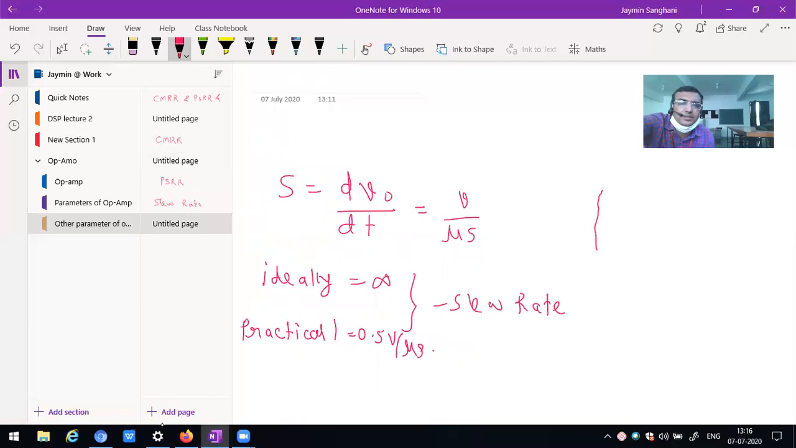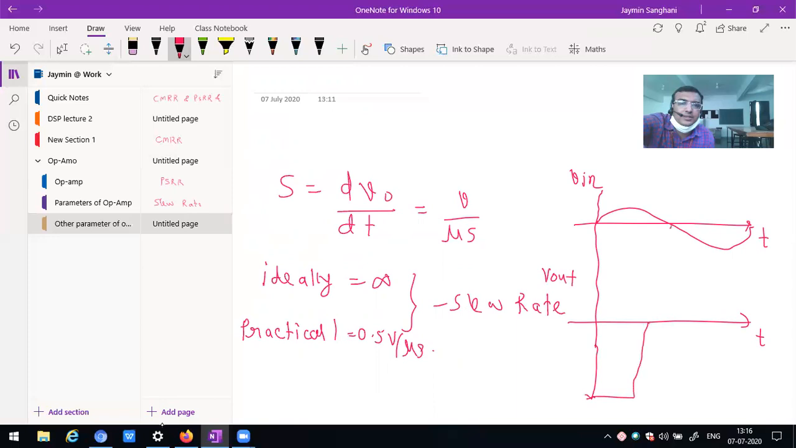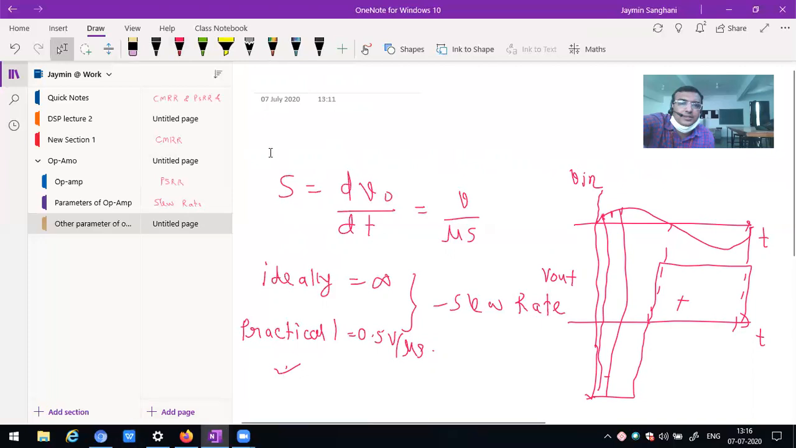Now see this. In open loop configuration, if I apply an input like this, we get an output. Here Vin is the input and here Vout is the output. This is 1 microsecond, 2 microsecond, 3 microsecond. Per microsecond, the output voltage suddenly changes. So it is the concept of slew rate. Ideally infinite, practically 0.5 volt per microsecond.